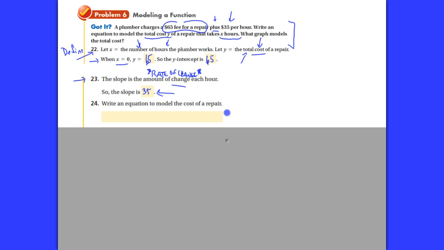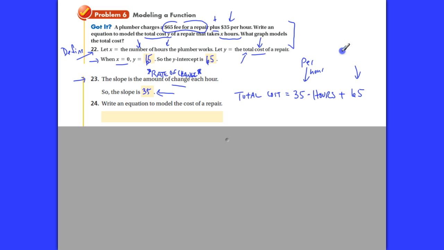Now it says write an equation to model the total cost. Well, I'm going to write it out like this for you first to try to make it make sense. I'm going to write it over here. So here's what we know, that the total cost is equal to, you pay $35 times the number of hours, plus you pay that $65 fee. So that is the per hour, and that is the one-time fee.